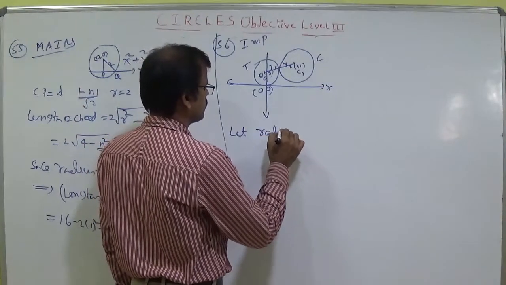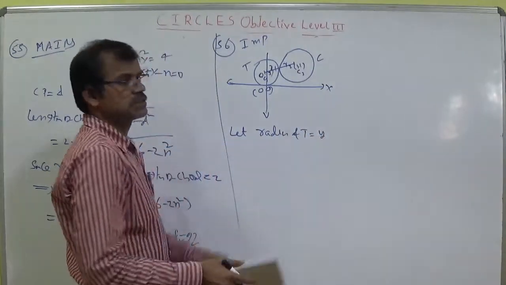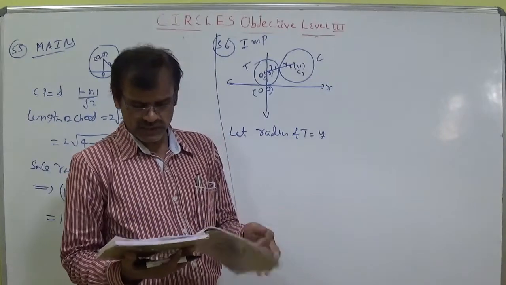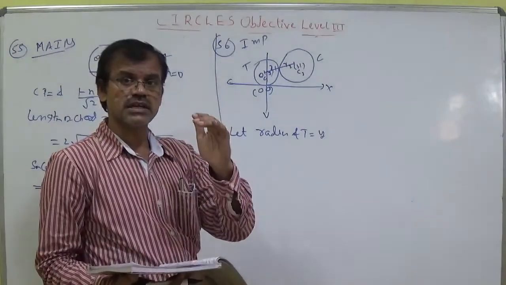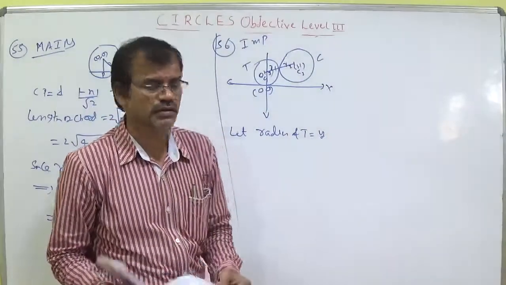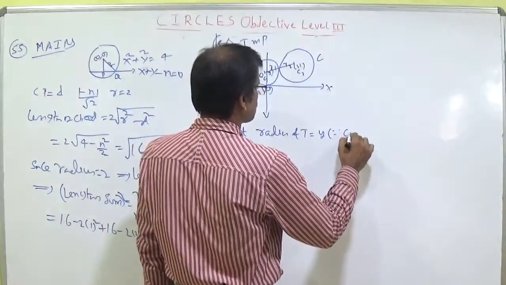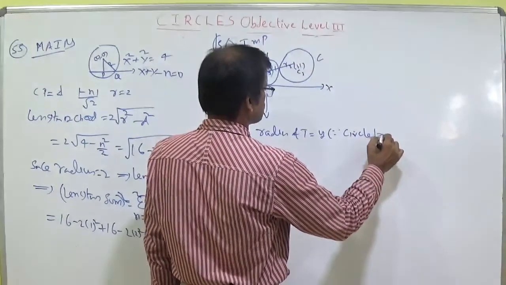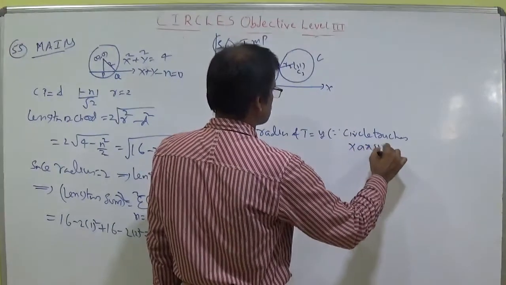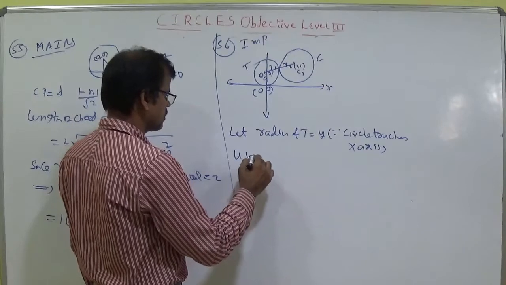The radius of T is equal to y, because 0, y is the center. Whenever a circle centered at 0, y passes through the origin, it touches the x-axis. Thus, the radius is the y coordinate. So the radius is y, since the circle touches the x-axis.